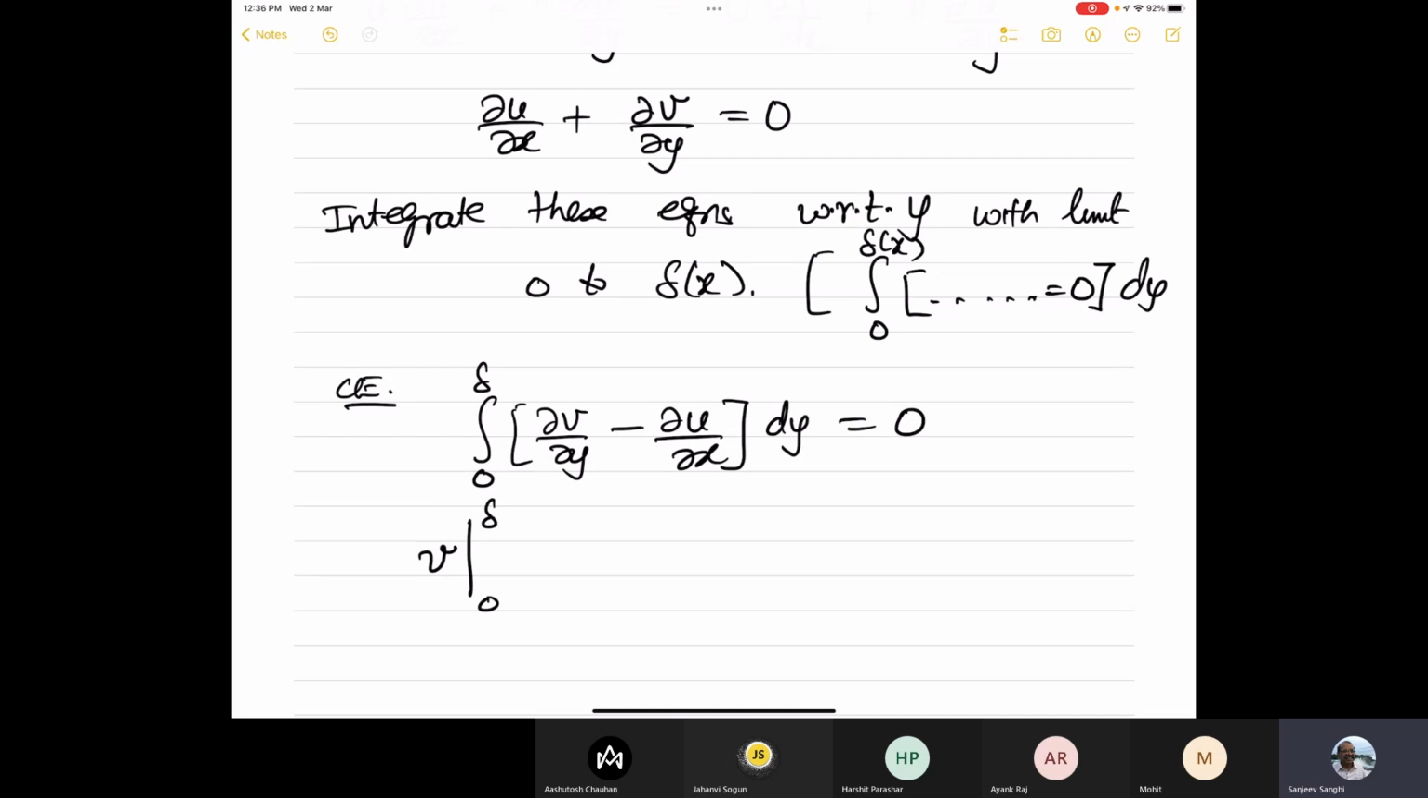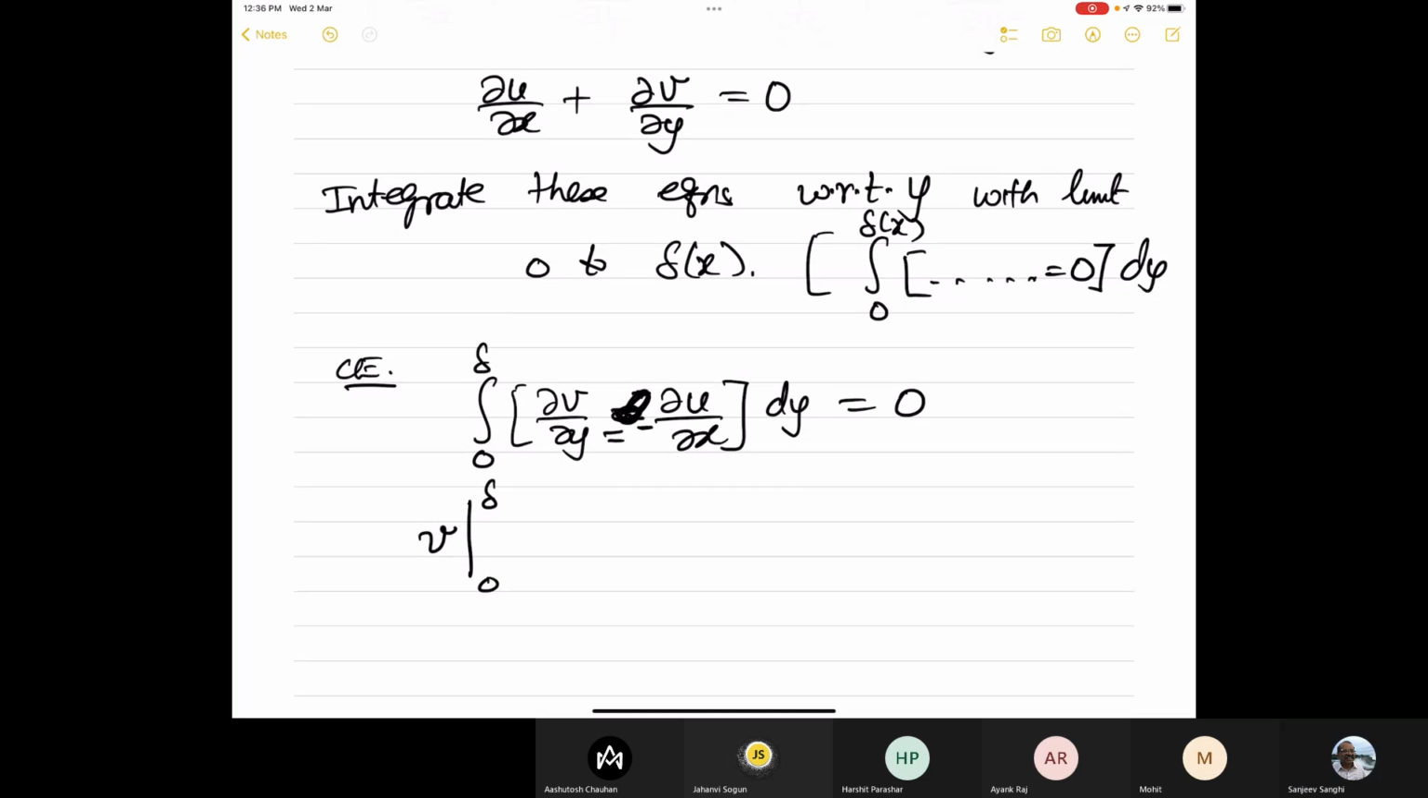Sorry, there is a ∂v/∂y is equal to minus ∂u/∂x. I forgot the equal to sign. I'm writing it in an equation form. So I'm equating, the left hand side becomes v with limit 0 to delta, and this will be equal to minus integral from 0 to delta of ∂u/∂x dy.